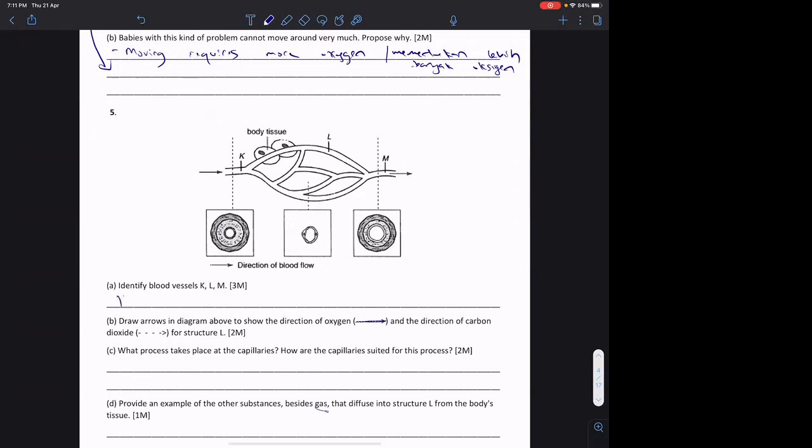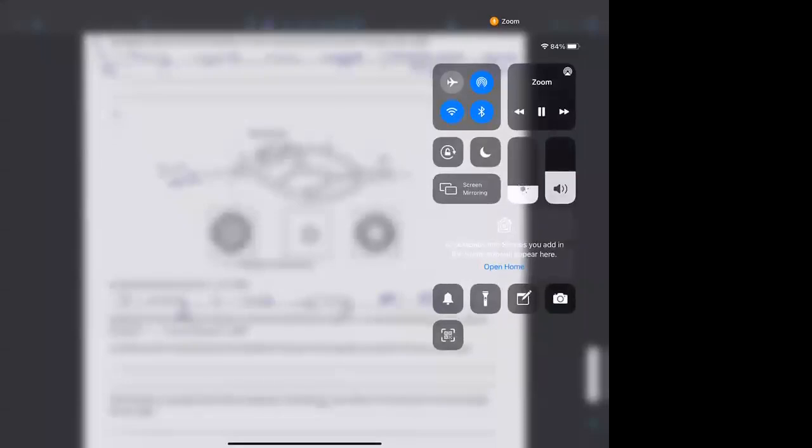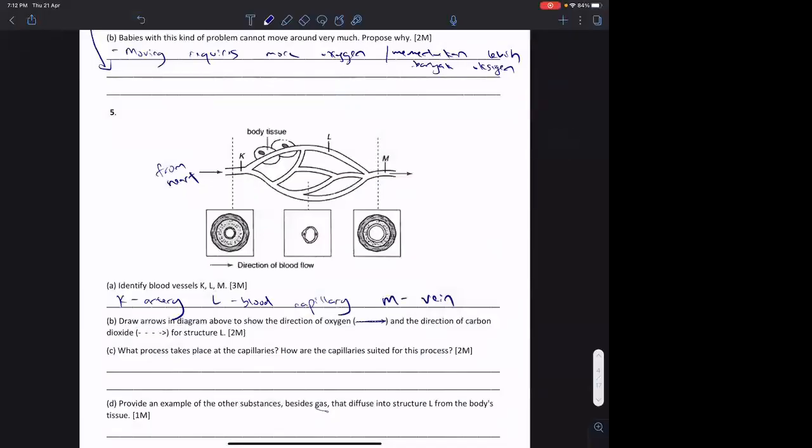All right, so let's look at K. What is K? K would be your artery, because it's from the heart. It's exiting the heart, going out from the heart. And then L is your blood capillary, because you have something very thin here. Capillary is very thin. And then M, this is your vein. Okay, vena, vein. All right, so should be easy. This is back to the heart. So that's why it's called a vein.